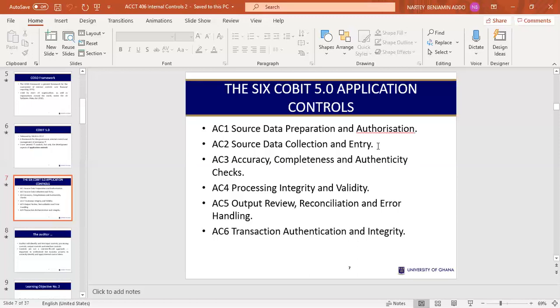So we also have controls relating to data processing. And here, the two key risks that we can identify in the processing stage are what we call program fraud and operating fraud. We'll look at them as we progress. And then the output. So you see, this COBIT actually focuses on the processing of your information.